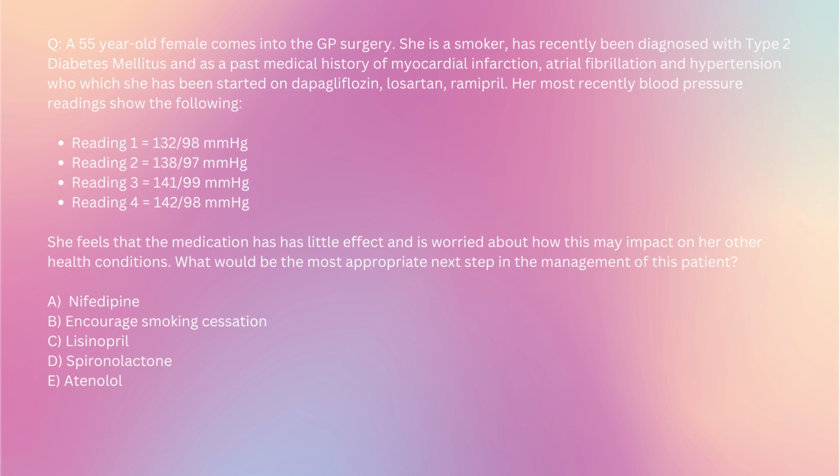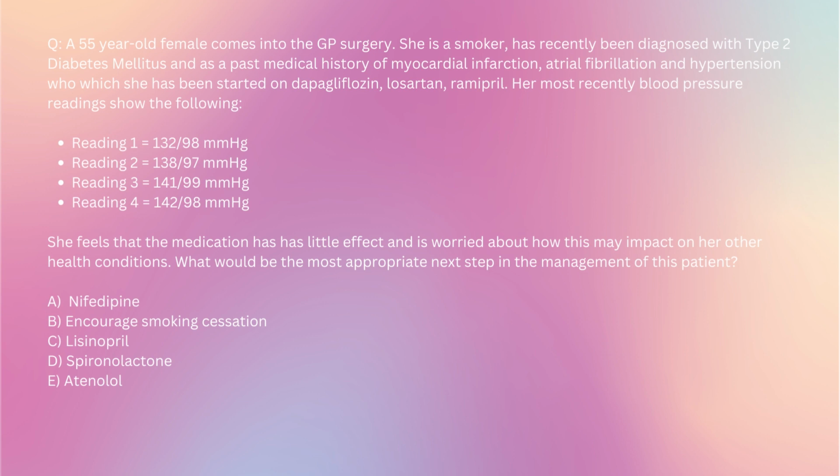Why would it not be the other options? She's already on drugs, so she's beyond lifestyle modification at this point, so it wouldn't be B. Lisinopril: you wouldn't want to give her lisinopril because she's already on an ACE inhibitor and it's not helping. Spironolactone is way after, once you've given the ARBs, the ACE inhibitors, the thiazide-like diuretics and the calcium channel blockers, and then you would give a low-dose spironolactone if her potassium was less than 4.5.